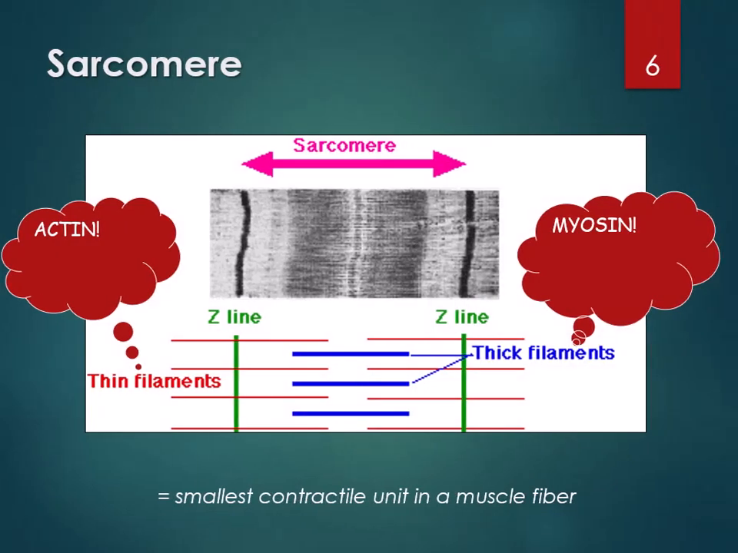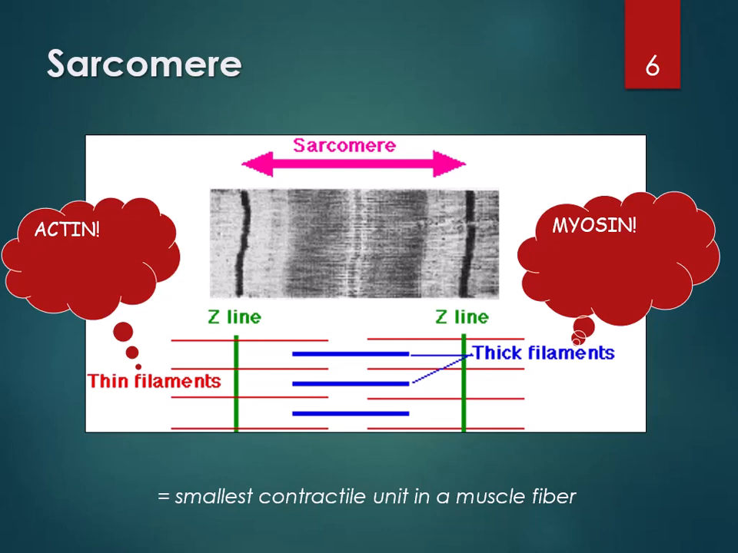They are arranged in a very orderly, organized fashion called sarcomeres, which by definition is the smallest contractile unit in a muscle fiber. And because of the way the actin and myosin line up, when you stain this cell and look at it under a microscope, it looks like there are lines in it. We call it striations, but it is just the actin and myosin lined up.